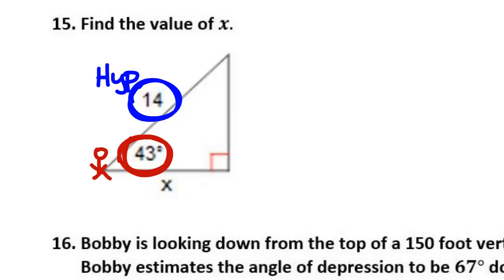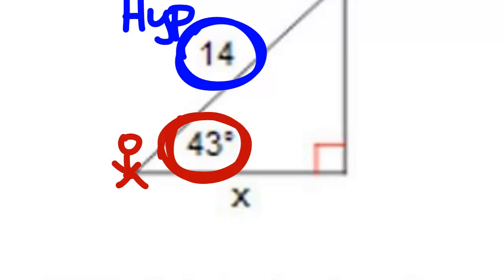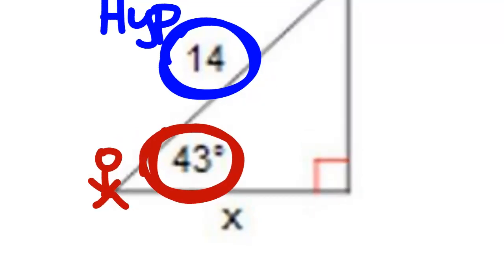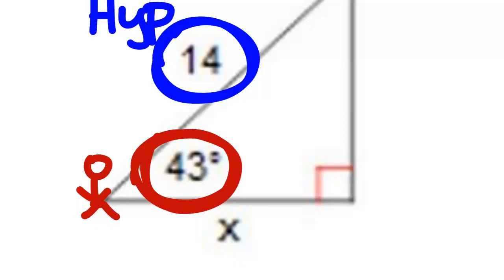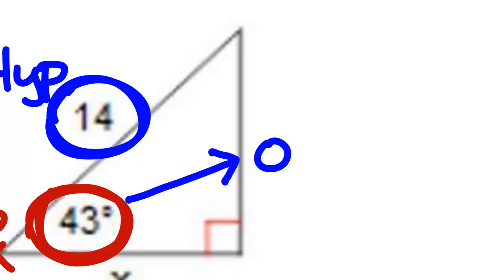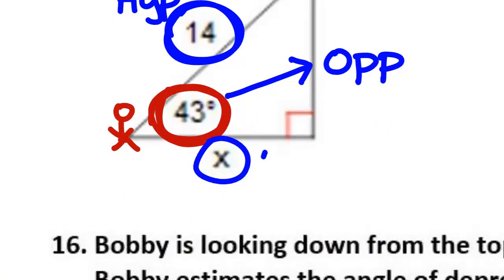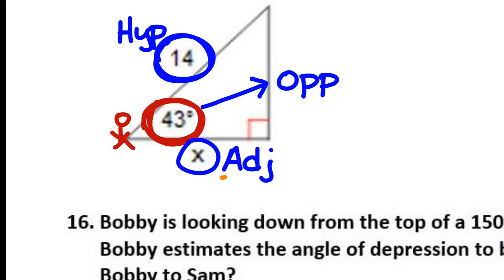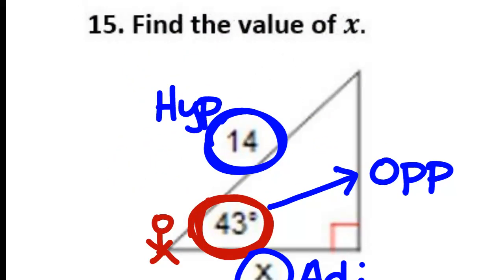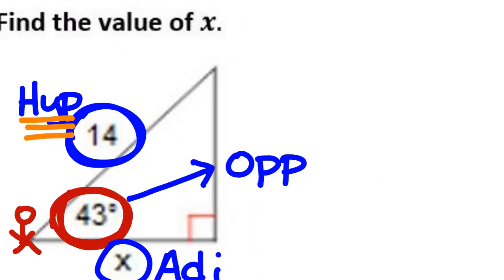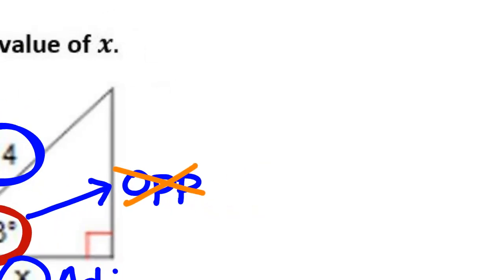X is not the opposite side. X is touching the angle where we're standing, so it can't be opposite where we're standing. It's the other leg, the one that is totally blank. This is the opposite side. You have to go through the center of the triangle from the angle that you're standing at to get to the opposite side. So X would have to be the adjacent side. We want the adjacent side. We know the hypotenuse. We have no information about the opposite side at all.